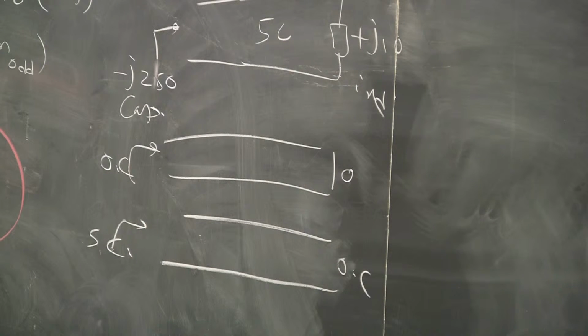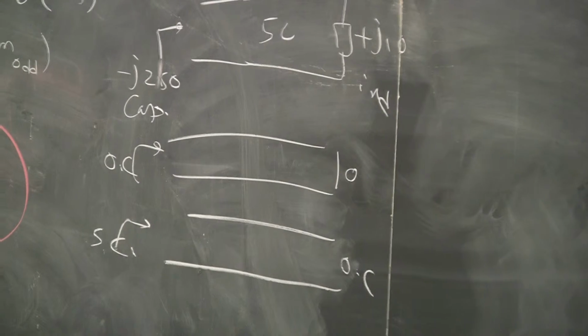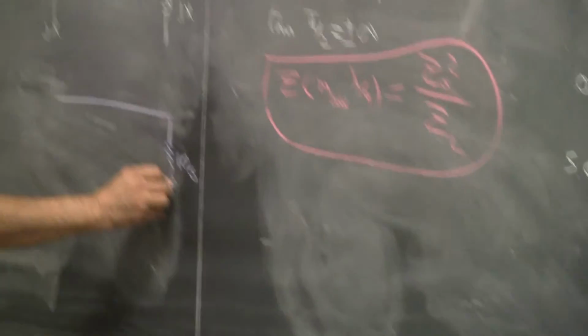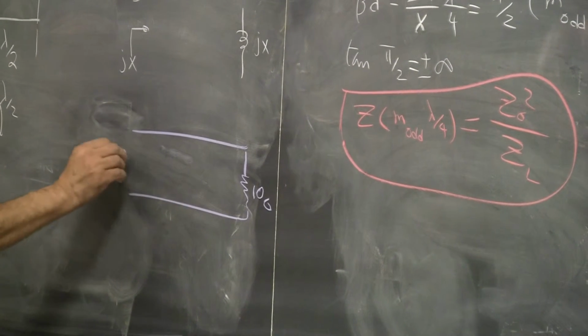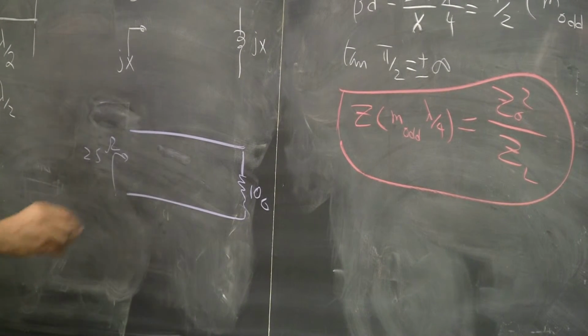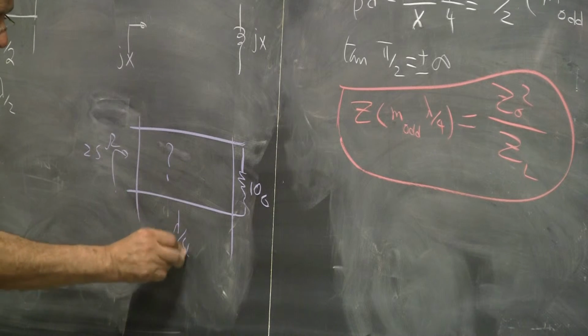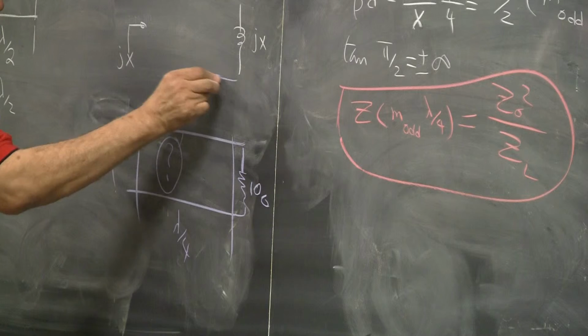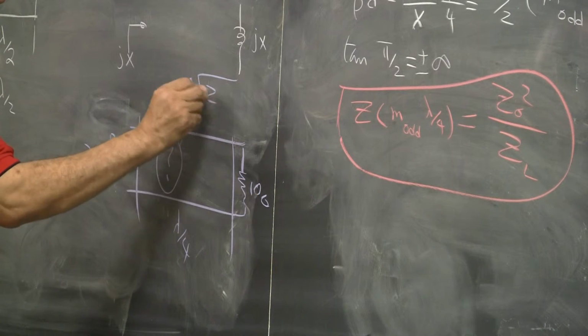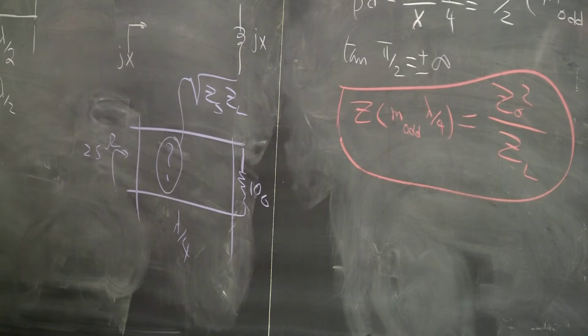Do we have applications for that? Absolutely. Lots of applications, especially in matching. All right? Suppose I want to match a situation where I have 50 ohm, I have a 100 ohm load, and let's say a 25 ohm source. So what I do is I choose a lambda by 4 section, and I choose its impedance to be the square root of the product of these two, and I'm done.